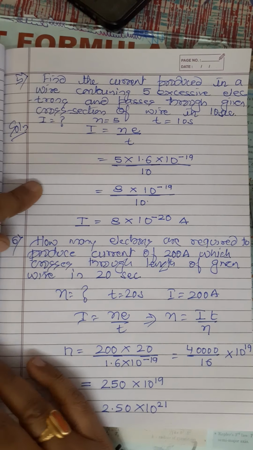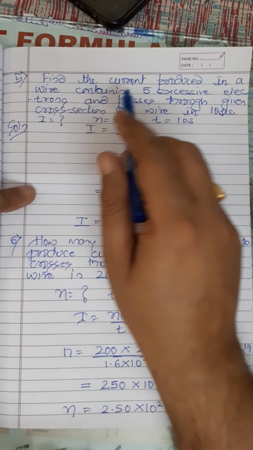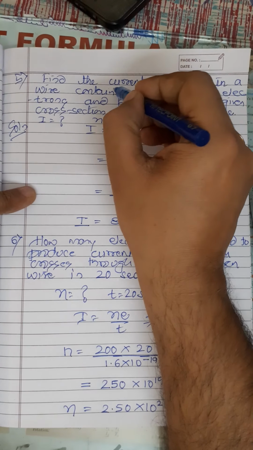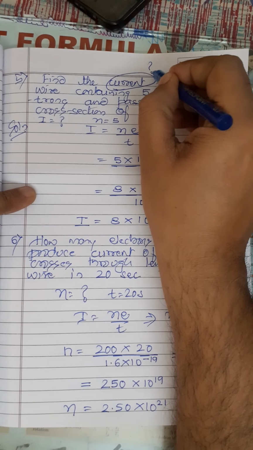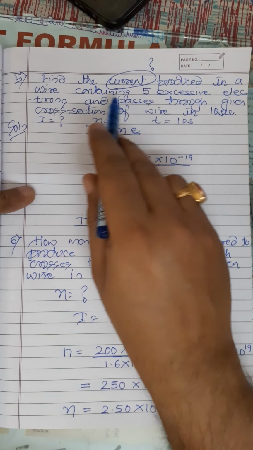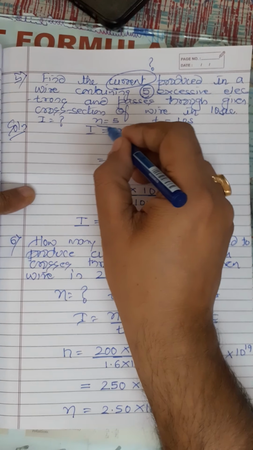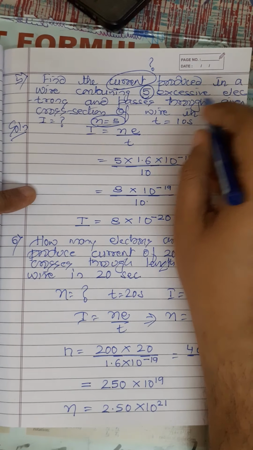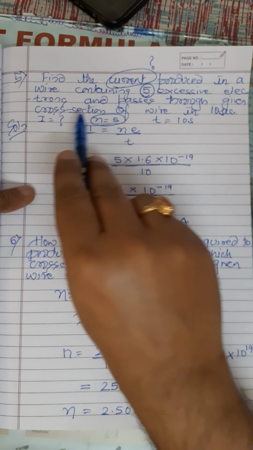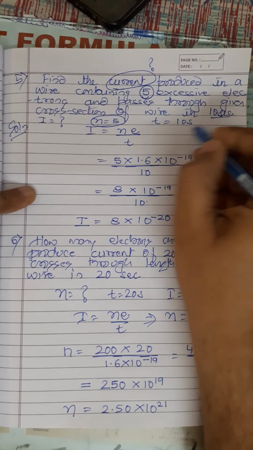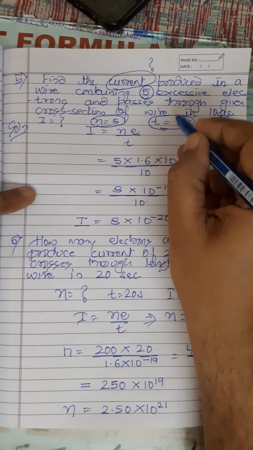Moving on to the next one. Find the current produced. That means you have to find the current in a wire containing 5 excess electrons. The number of electrons are 5, and they pass through the given cross section of wire in 10 seconds. So time is given, 10 seconds. You have to find current.